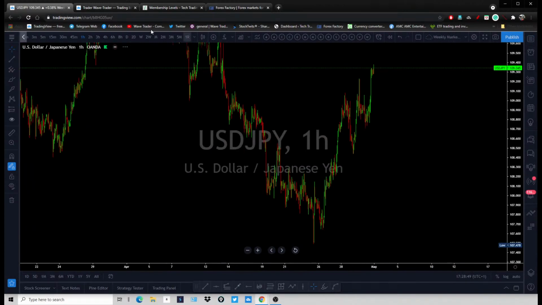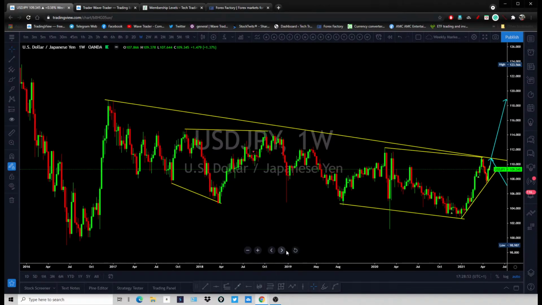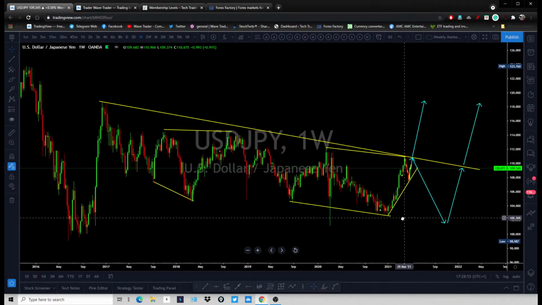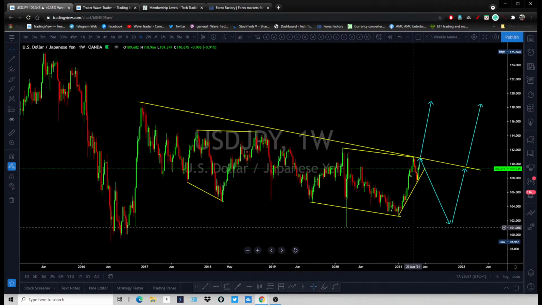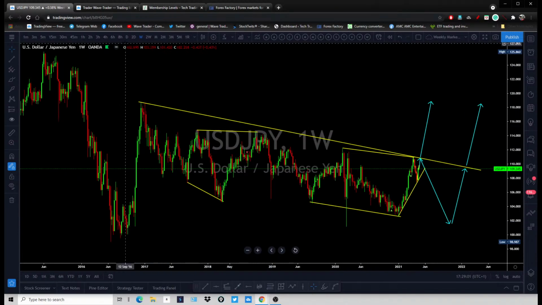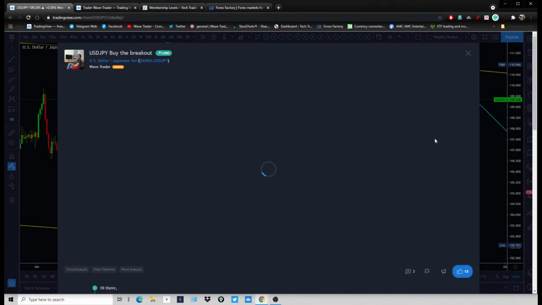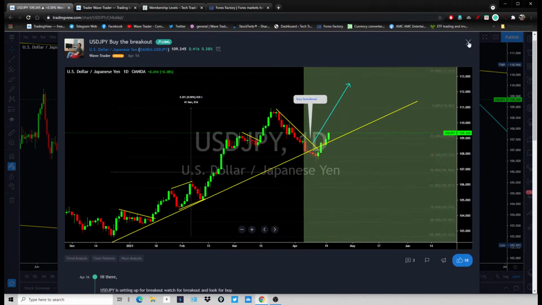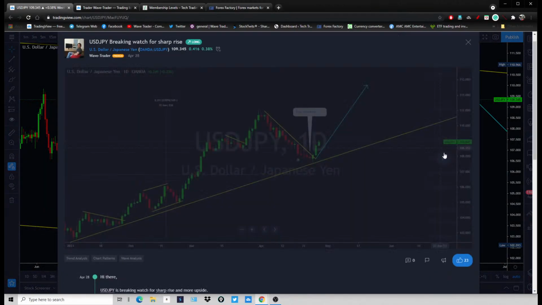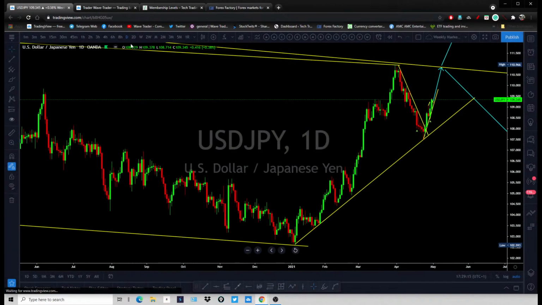Okay, so dollar yen. Let's look at the weekly time frame. We have the same structure which we have seen last week. And if I look at the daily time frame, we got a breakout. I have shown that chart, and this chart too. The breakout is just happening, so you are looking for continuation of that daily breakout on dollar pairs.